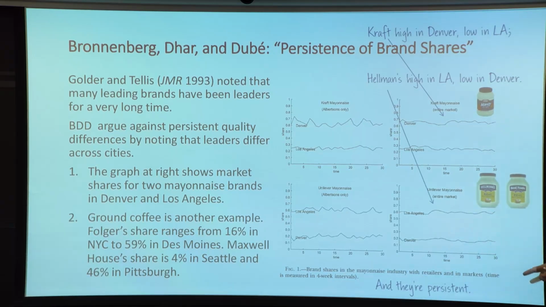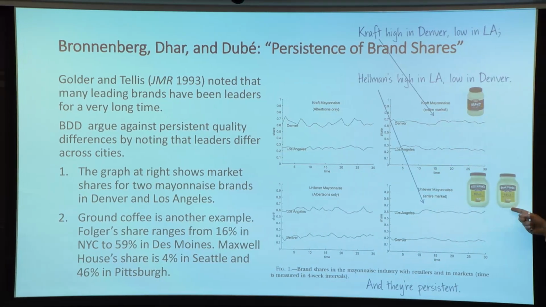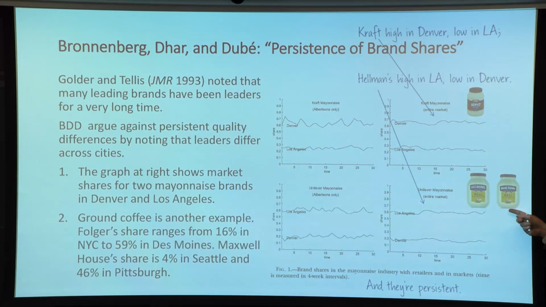Unilever produces two brands depending on what city you're in. They produce something called Hellmann's Real Mayonnaise. They also produce something called Best Foods Mayonnaise. You can tell from the jars that Hellmann's and Best Foods are the same mayonnaise produced by Unilever, just in some cities they sell it as Hellmann's, and in some cities they sell it as Best Foods mayonnaise.